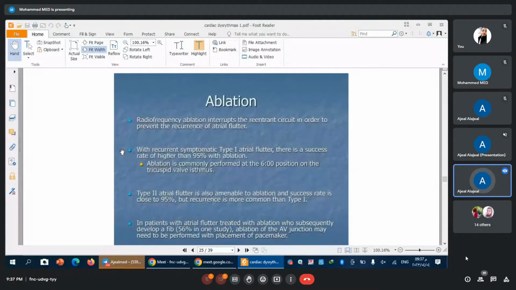Ablation, yes, this can be done in atrial fibrillation, and it can be done with atrial flutter sometimes, and even sometimes with atrial tachycardia. Okay, a high frequency ablation. Next slide, please.